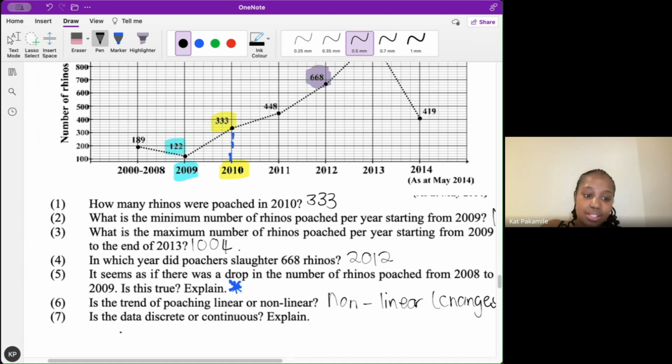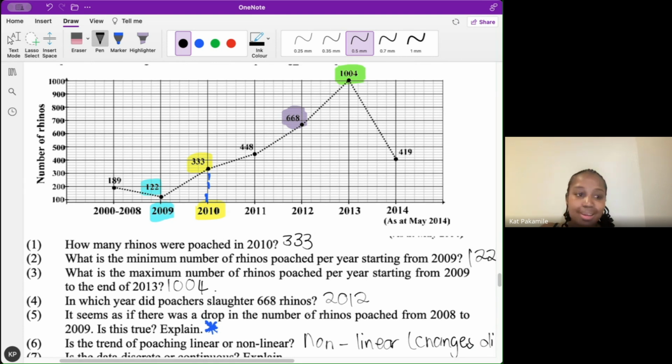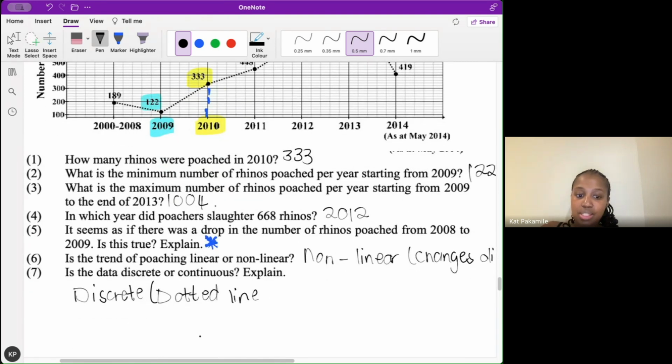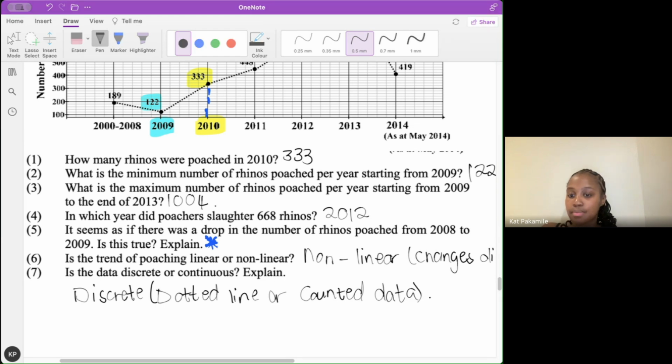It is discrete because of the dotted line. Or what is the other reason that you can say, guys? Look at what we are measuring here. Number of rhinos. Okay, can we have 5 of a rhino? Is that possible? No. So you can either say it's a dotted line or it is counted data. Okay.